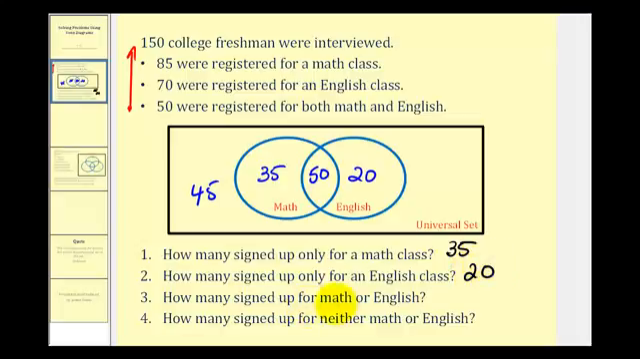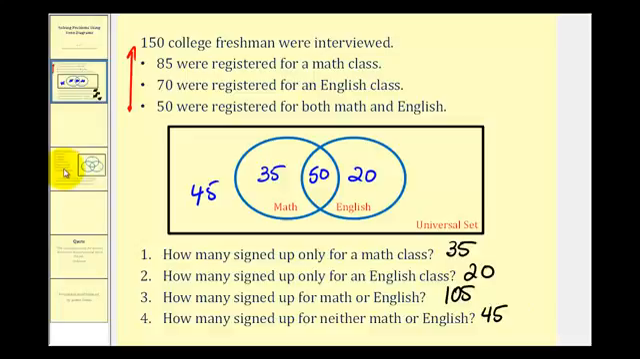How many signed up for math or English? This question is asking for any student that took a math class or an English class. So it would be all the students in this entire region here. So 35 plus 50, that's 85, plus 20, that's 105. And then number 4, how many signed up for neither math or English? That would be the students outside of our circles here, which would be 45 students.